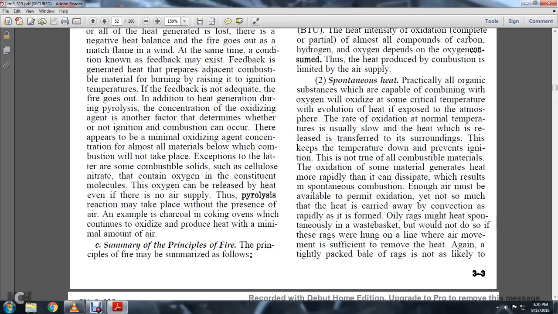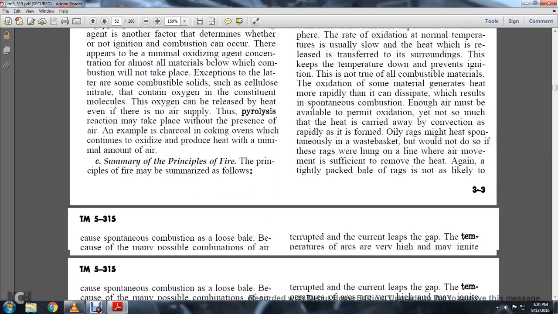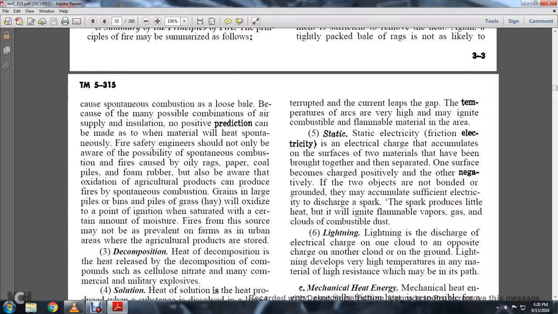Enough air must be available to permit oxidation, yet not so much that the heat is carried away by convection as rapidly as it is formed. Oil rags might heat spontaneously in a wastebasket, but would not do so if these rags were hung on a line where air movement is sufficient to remove the heat. Again, a tightly packed bale of rags is not as likely to undergo spontaneous combustion as a loose bale.